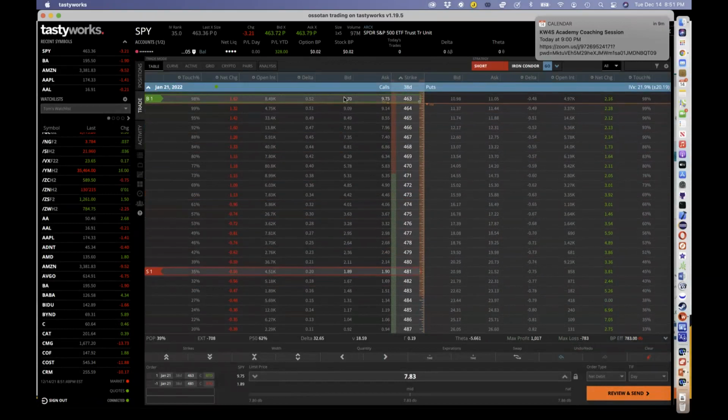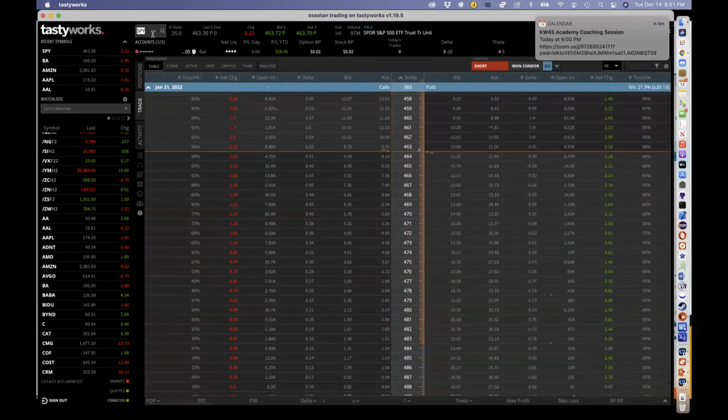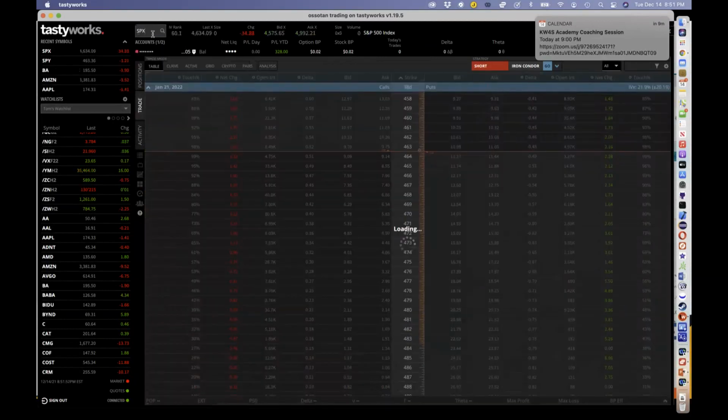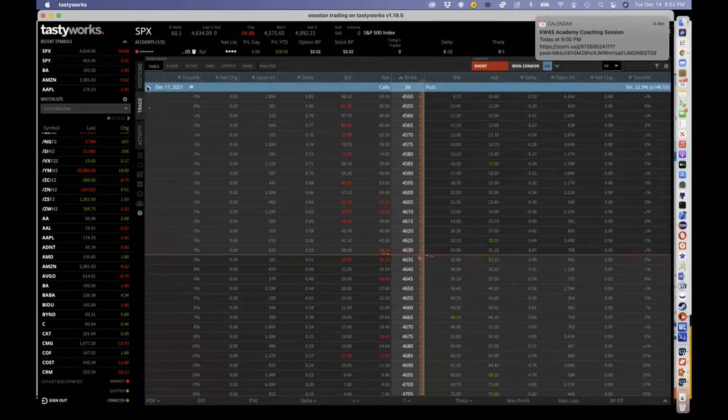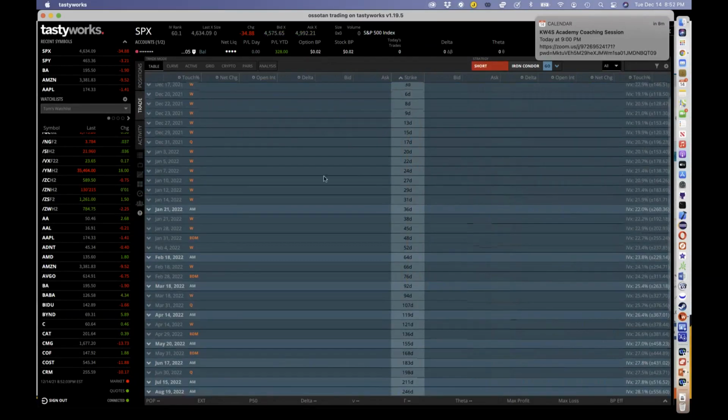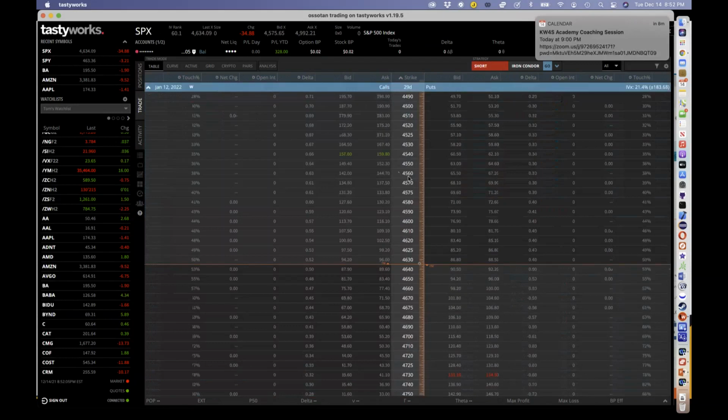Personally, I don't trade the SPY. I trade the SPX. This is better to trade than the SPY. No matter where you go, it's a very liquid instrument, almost like a large cap. But see, this is 10 wide per strike. One contract here is worth 10 SPY, just so you know.